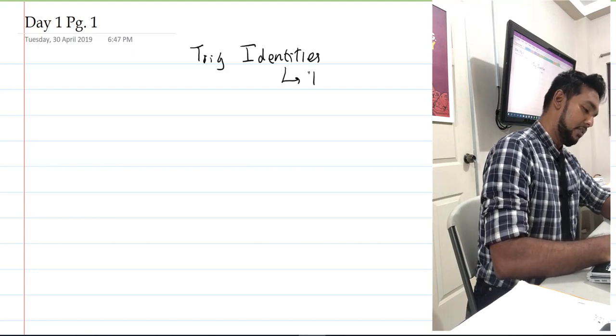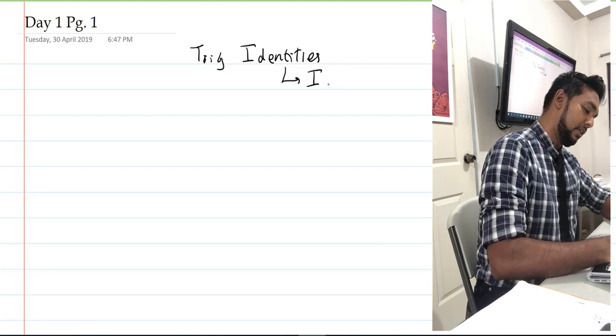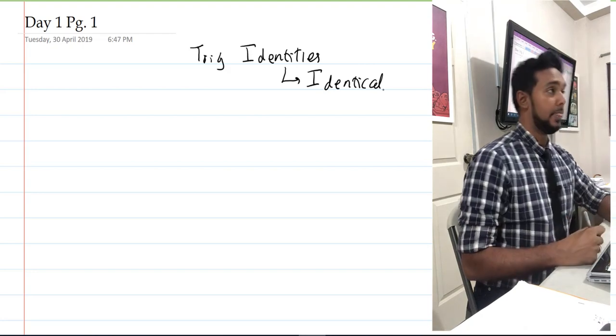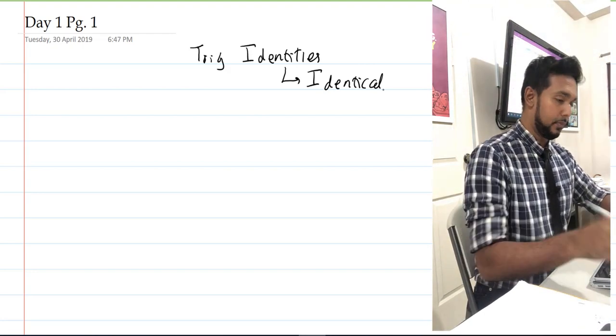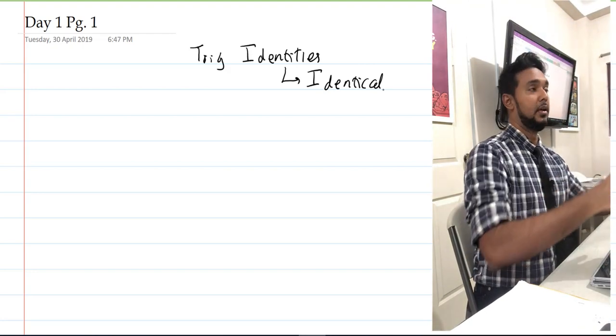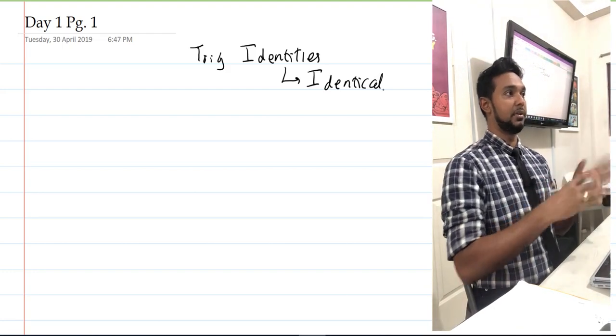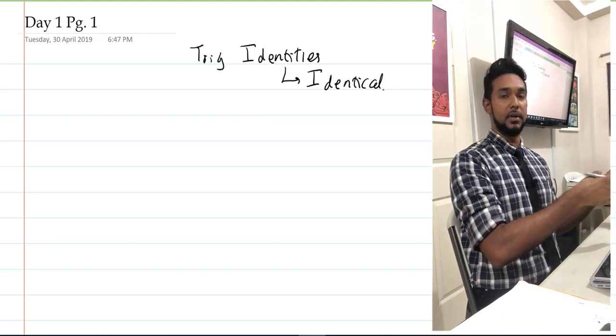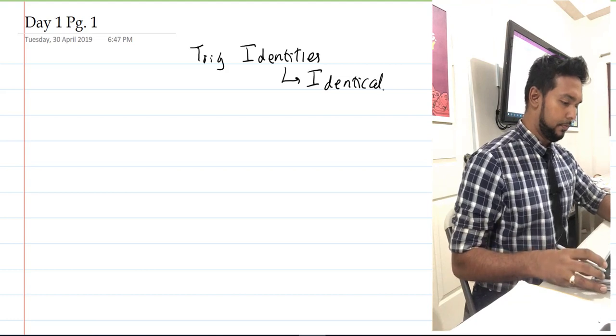So identities in this particular instance come from the word identical, right? And what does identical mean? The same as, right? So what's going to happen is we're going to have one thing, one expression, and it's going to be equal to another expression, and we have to convert it from one form to the next, alright?